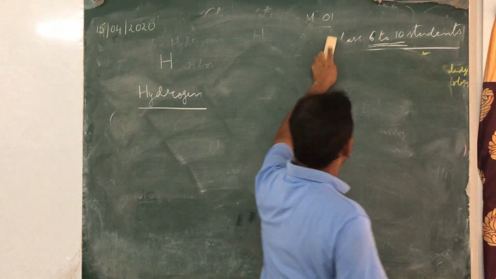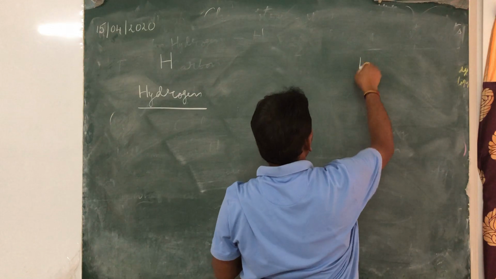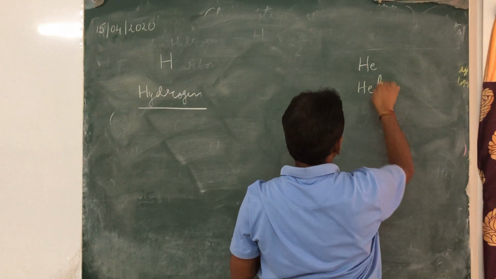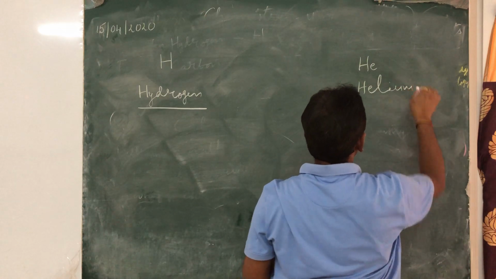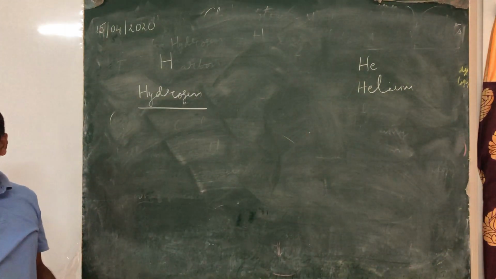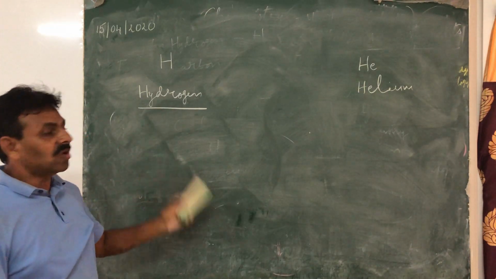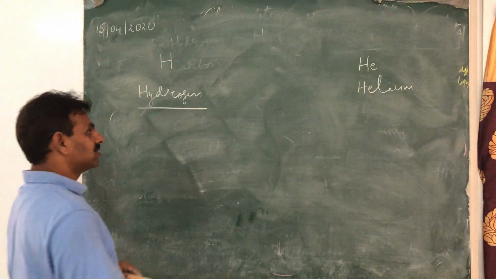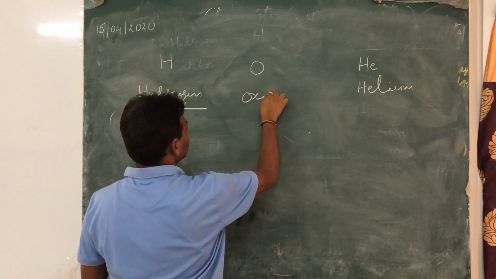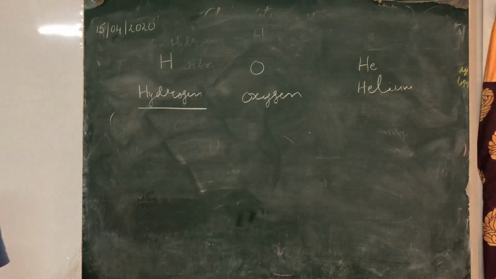Then there is another element, helium. It is known as He. So helium consists of helium atoms. Hydrogen consists of hydrogen atoms. Oxygen consists of oxygen atoms. For example, I take O for oxygen. Oxygen consists of oxygen atoms.